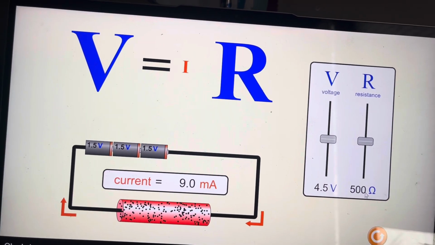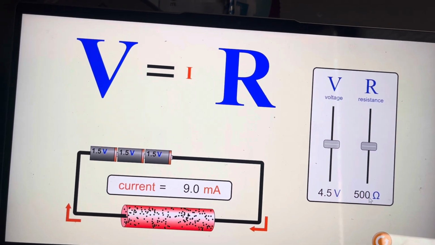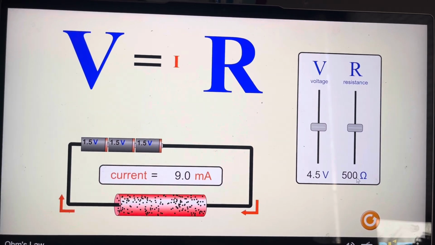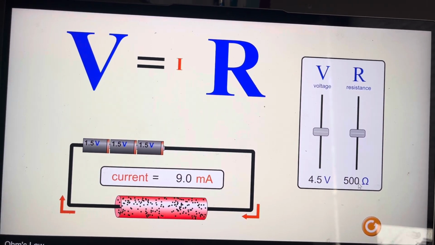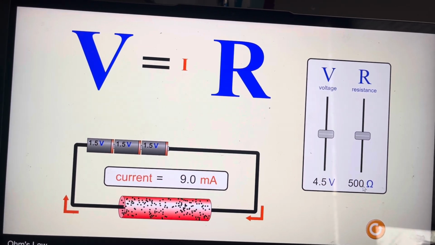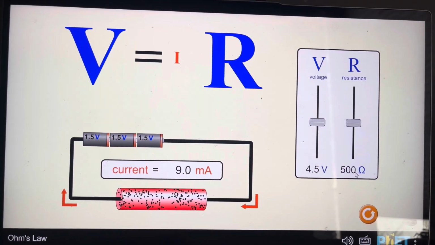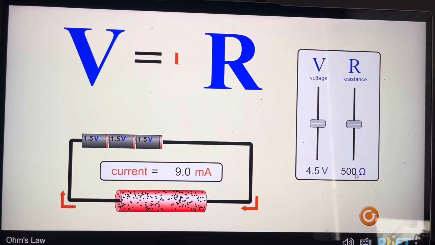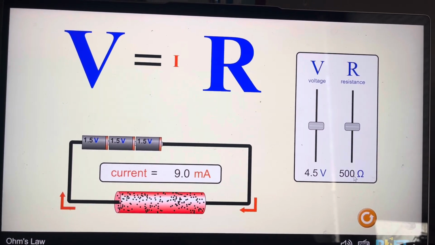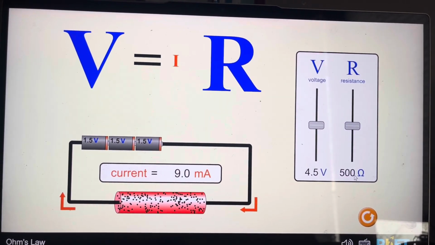The simulation I've chosen to explore demonstrates the principles of Ohm's law. Ohm's law describes the relationship between the forces at play within an electrical current, which are voltage, current, and resistance. Voltage is essentially the force that causes an electrical charge through a conductor.